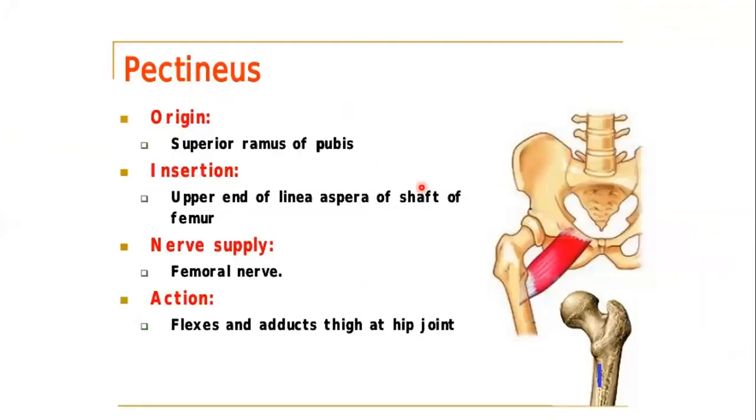Next is the pectineus muscle. It takes its origin from the superior ramus of the pubis, while it is inserted on the pectineal line. Okay, this is the line which is just below the lesser trochanter of the femur, and it is supplied by the femoral nerve, like the rest of the muscles of the anterior compartment of the thigh. The main nerve responsible for the innervation of almost all the muscles of the anterior compartment of the thigh is the femoral nerve, okay? And its action is to flex the thigh and adduct the thigh at the hip joint.